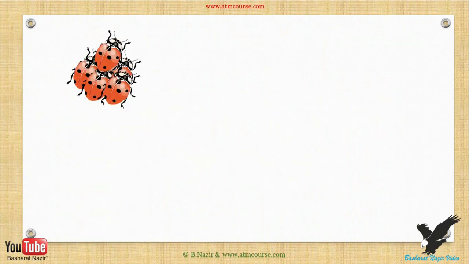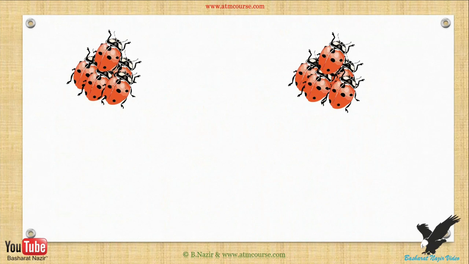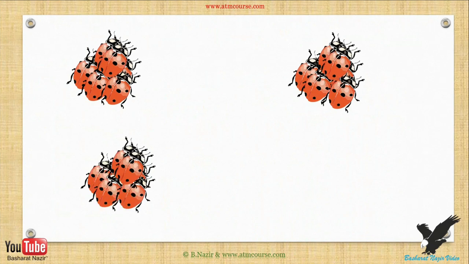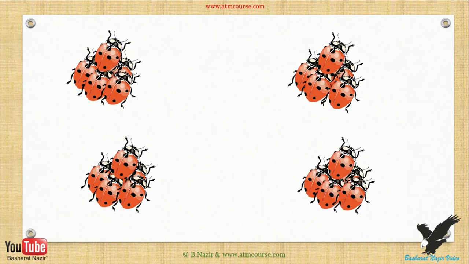In this exercise, you will see insects in groups of five. Your job is to count the number of groups and then at the end multiply the groups by the insects in the group. This will give you how many insects you have. You can see that in each group we have five insects and we have a total of four groups.